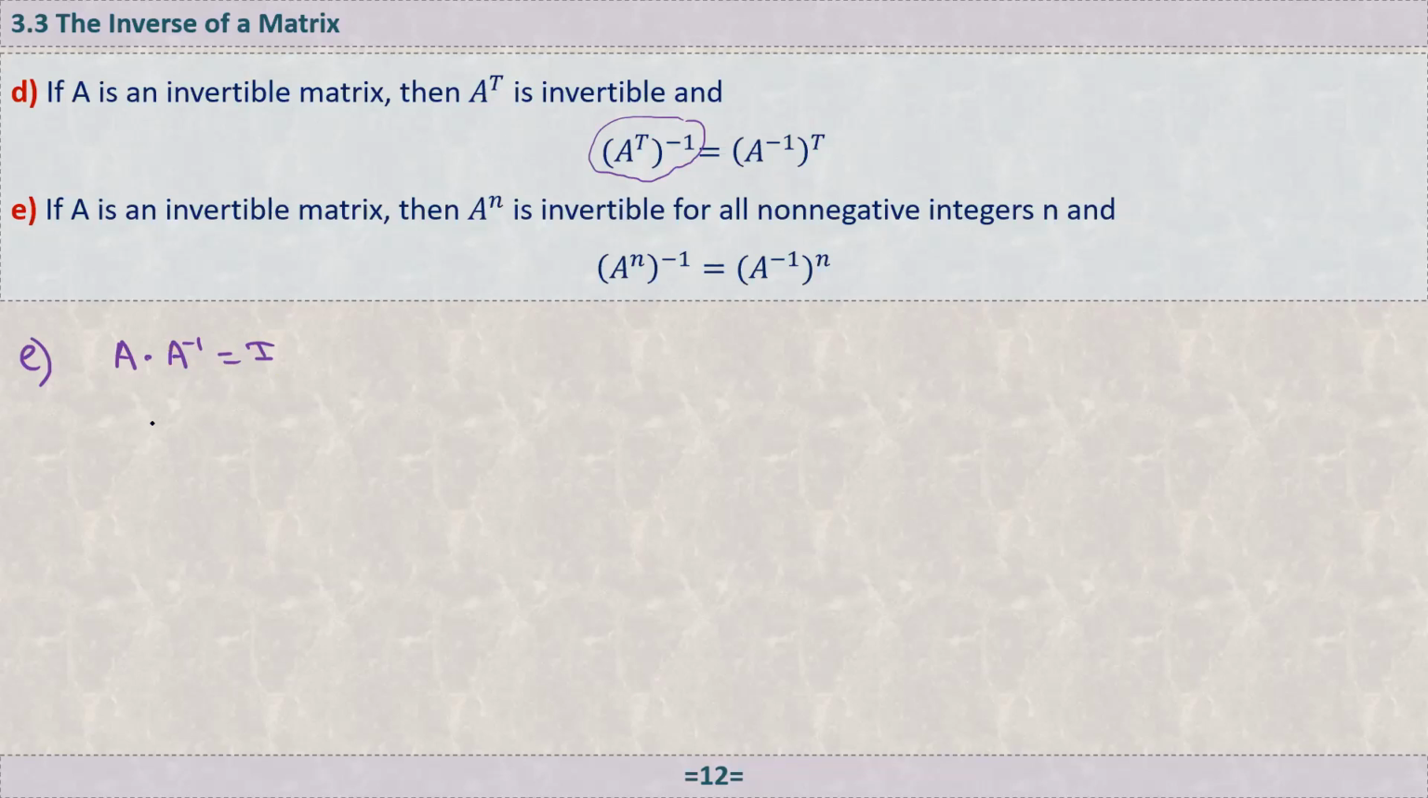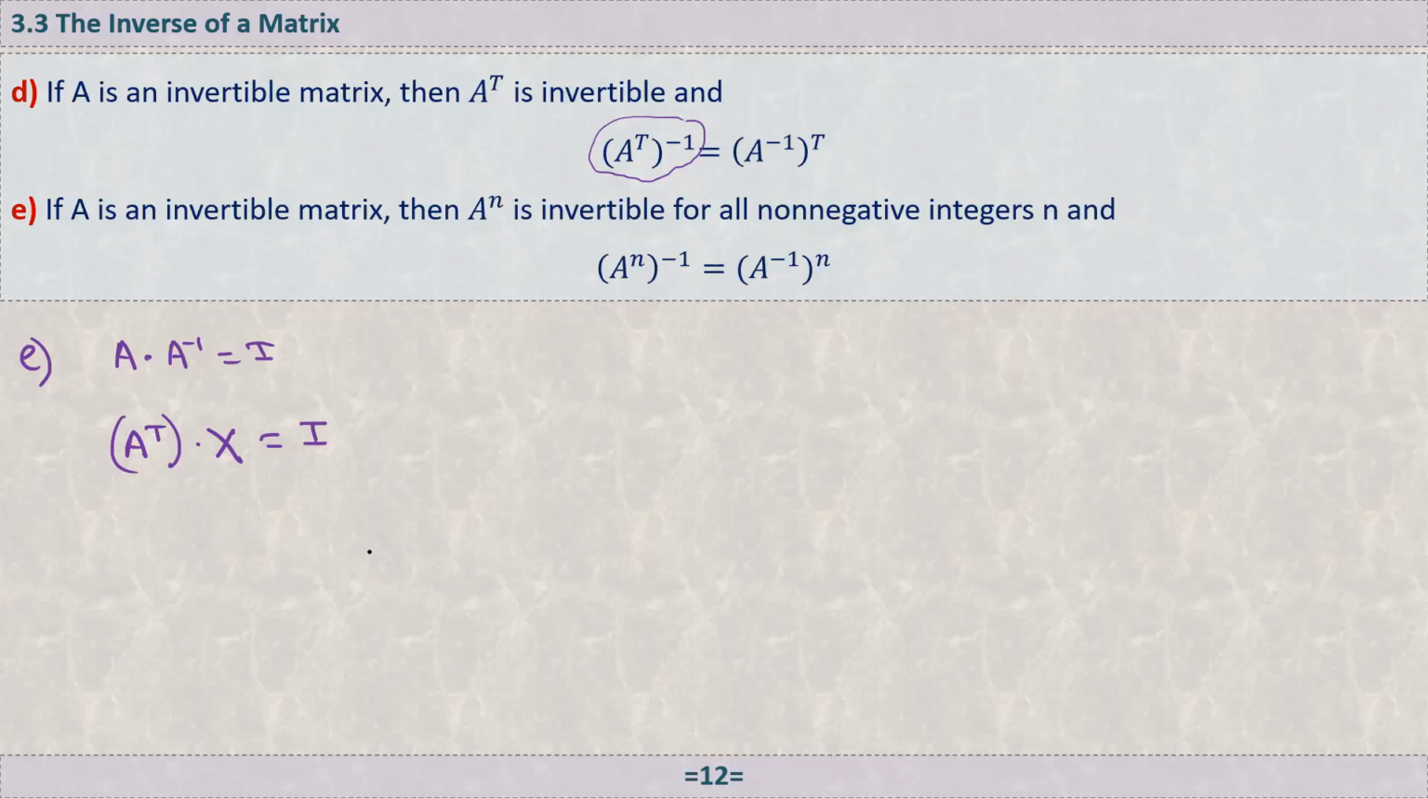Here, we are trying to find the inverse of this matrix. Let's say its inverse is X. Since its inverse is X, I have to find X. So when I multiply A transpose by its inverse, it should be equal to I.